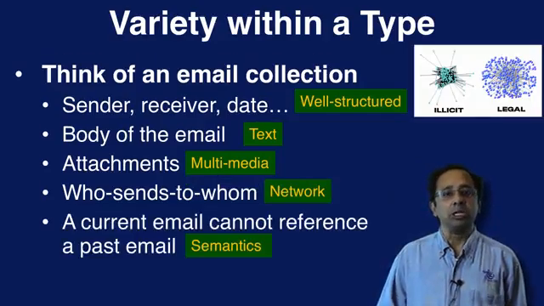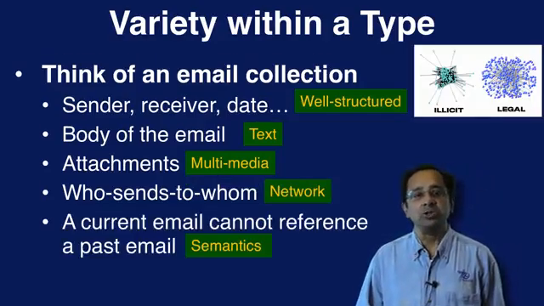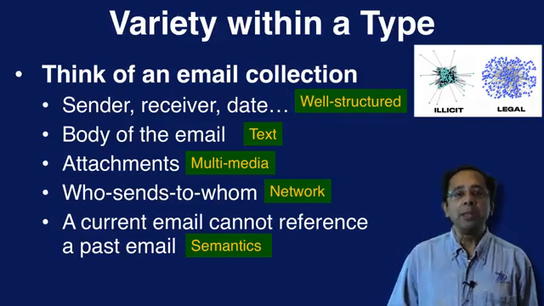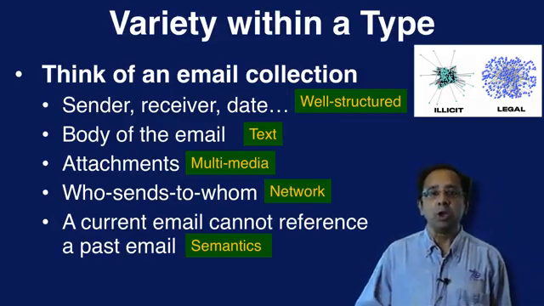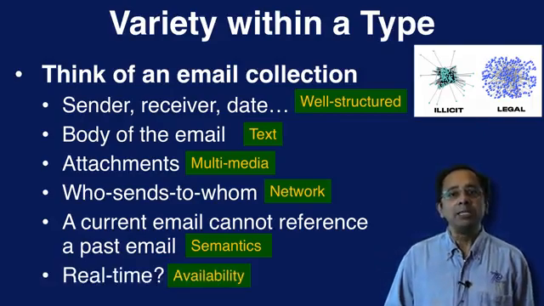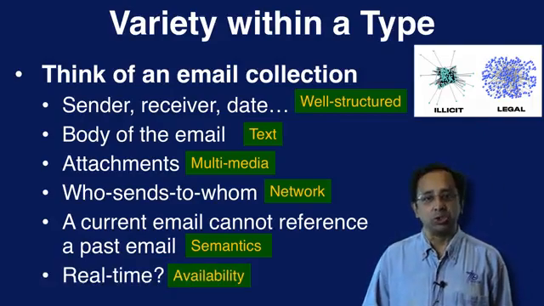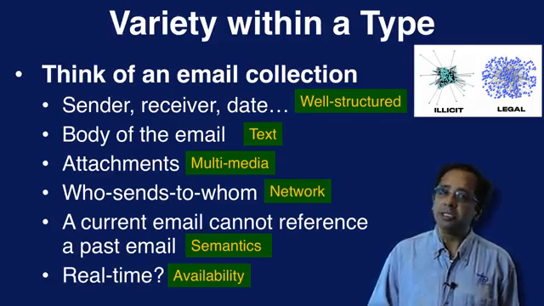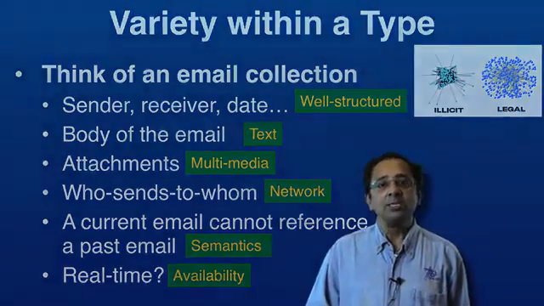An email collection can also have its own semantics. For example, an email cannot refer to, that means cannot copy or forward a previous email. Finally, an email server is a real-time data source, but an email repository is not. Thus, email and email collections demonstrate significant internal variation in structure, media, semantics, and availability.